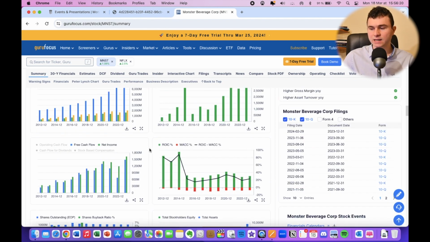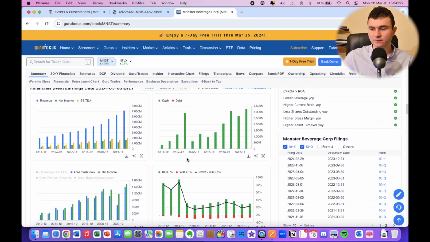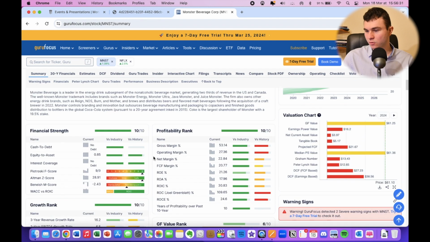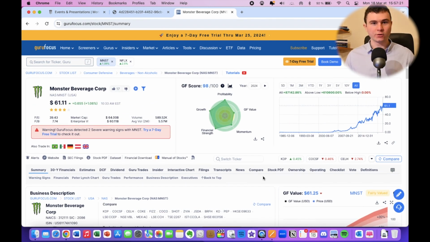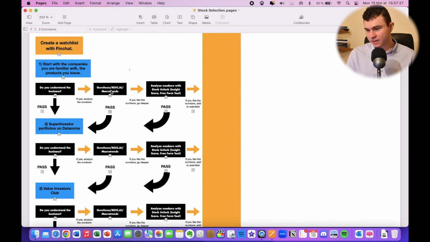But the big idea here is that they don't have debt. They have some cash and they are growing nicely year over year. So that's great. I think we're done with GuruFocus. We have more information and I like what I see. Let's keep going. ROIC.ai. Okay.